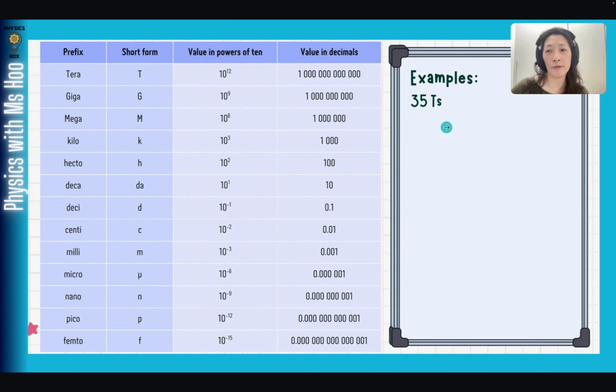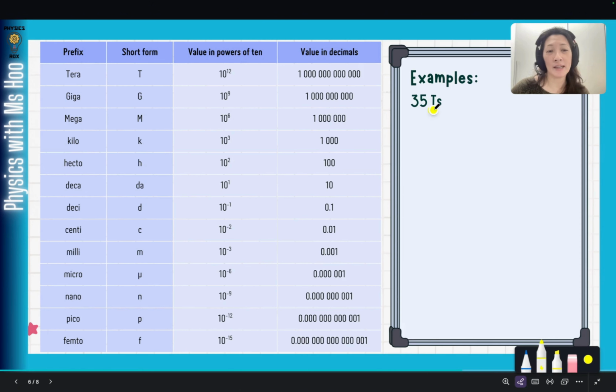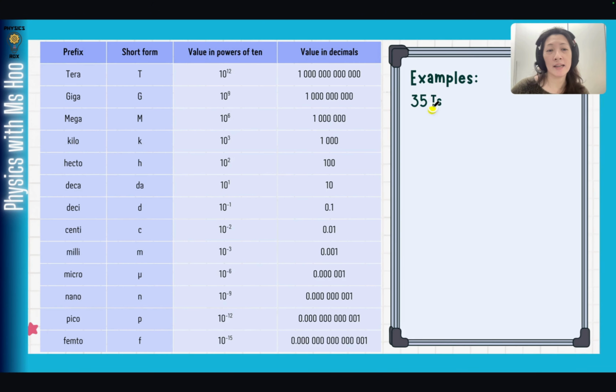Now, if you wanted to convert this value to seconds without the prefix, what you would do is take away the T, which I'm going to just highlight here. This T is equivalent to the value of 10 to the power of 12. So all you do when you want to convert the value is to keep the value of 35 and replace T with the value of 10 to the power of 12. That means 35 Ts or 35 teraseconds is equal to 35 times 10 to the power of 12 seconds. Now, of course, you have to always write this back in the correct standard form. That means the value should be written as 3.5 times 10 to the power of 13 seconds.